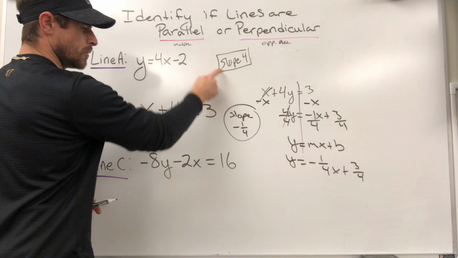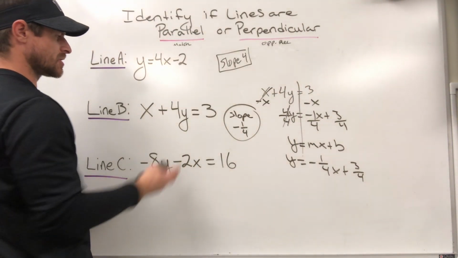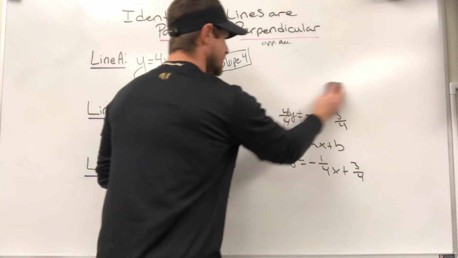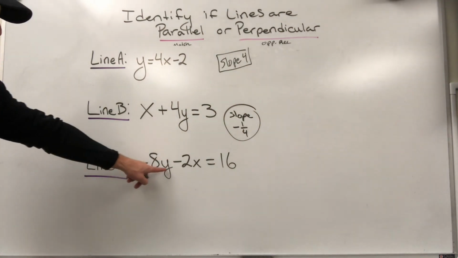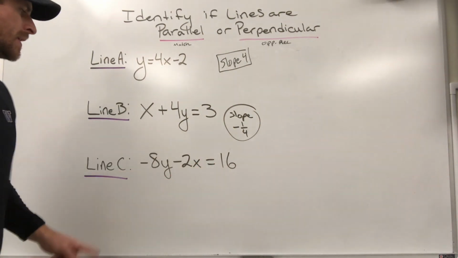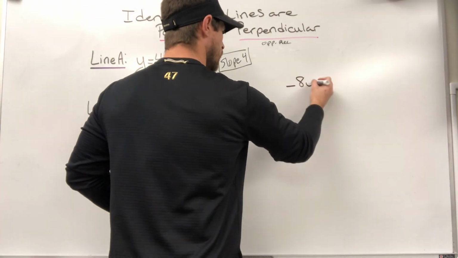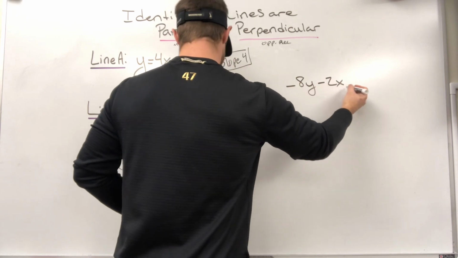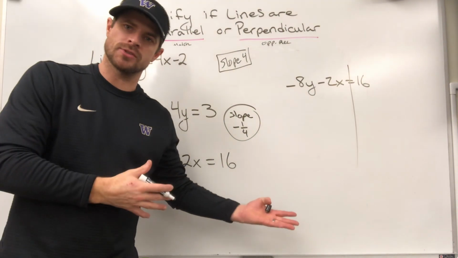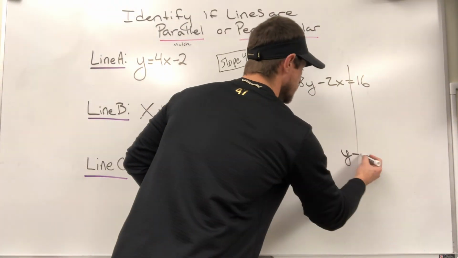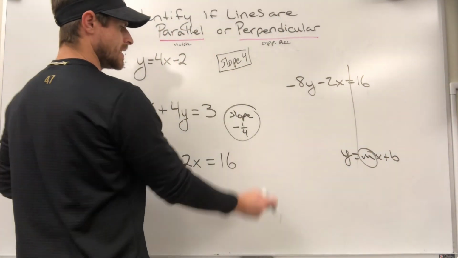Now we can compare the two. We'll get to that in just a second. Let's finish this last one down here. We'll rearrange that just like we did with problem B and see if we've got some parallel or perpendicular lines. -8y minus 2x equals 16. Here they just took the x and y and flipped them, still in standard form. Again, our goal should be to put this in slope-intercept form, y equals mx plus b. Once I get there, I can just steal the m and say that's my slope.